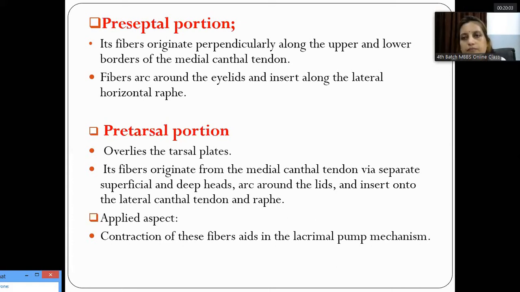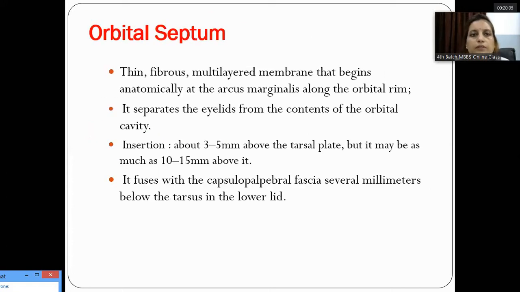So it has a very important role. And the orbital septum is also a very important structure for you all, especially for both practical and viva. This is a septum which separates the intraocular eye content from the extraocular part. So any infection beyond this is an extraocular spread of the infection.